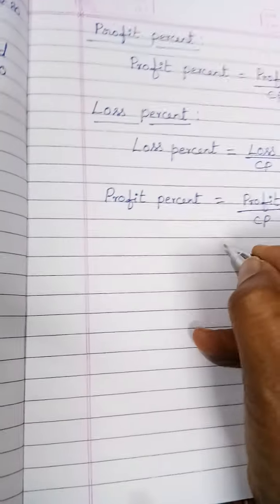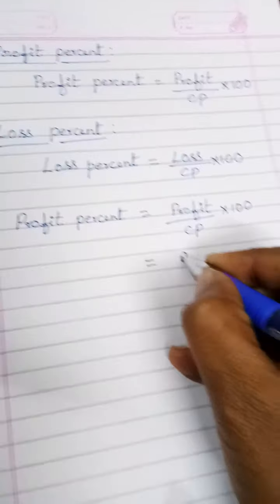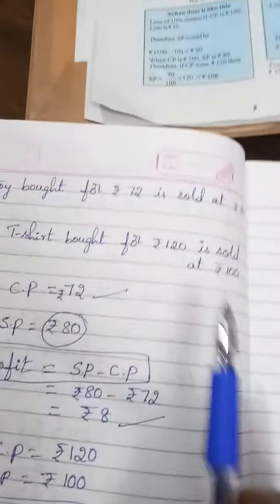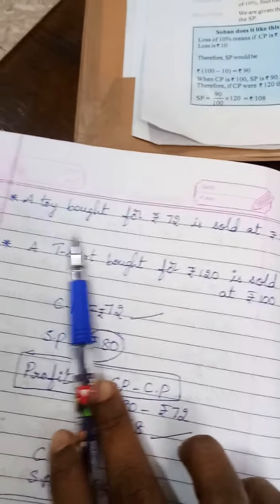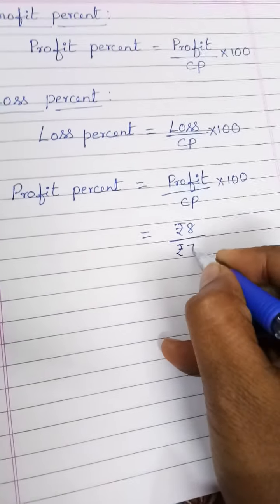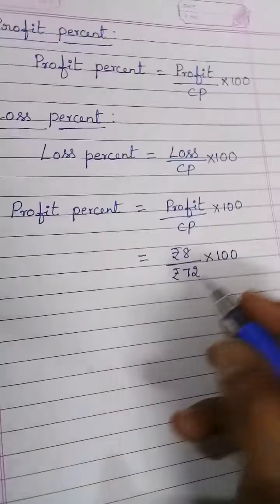Here, what is the profit we got? Rupees 8. So write here rupees 8 by, what is the cost price? Look at the book. 72 rupees. Cost price is 72 rupees. Rupees 72 into 100. Now do the cancellation, children.